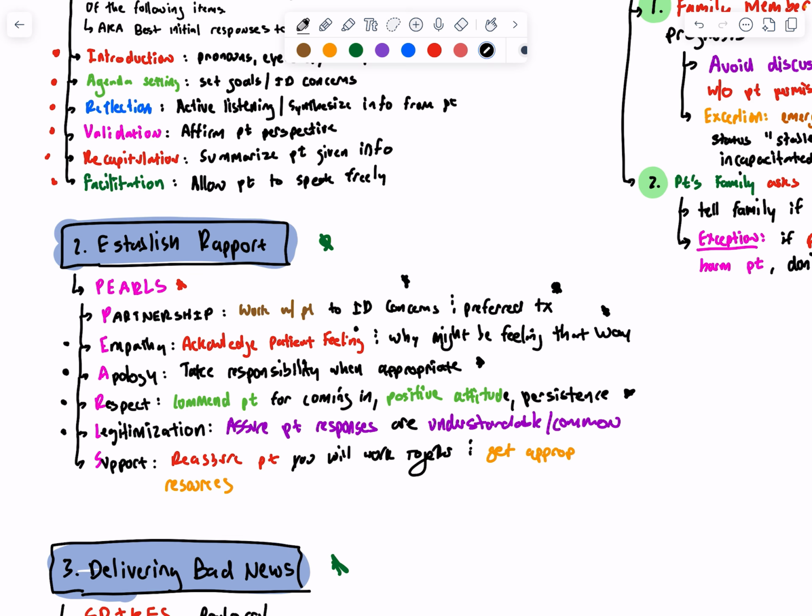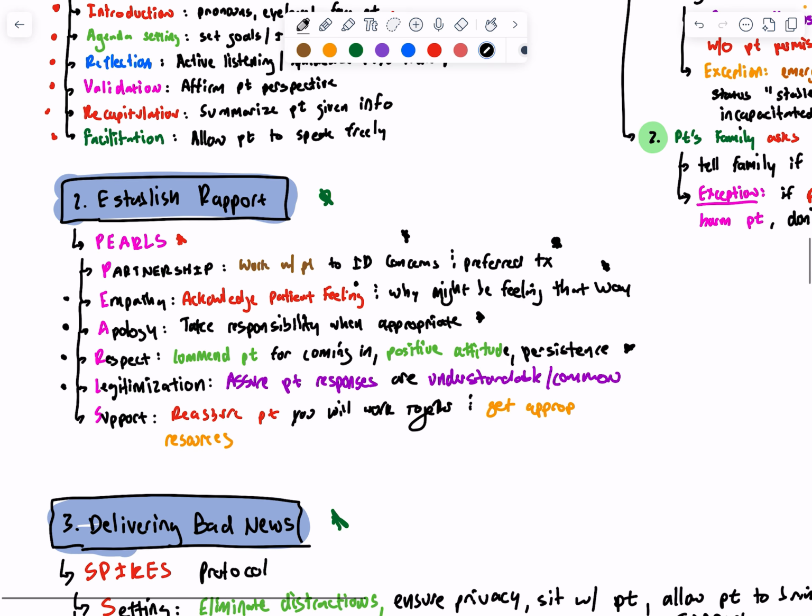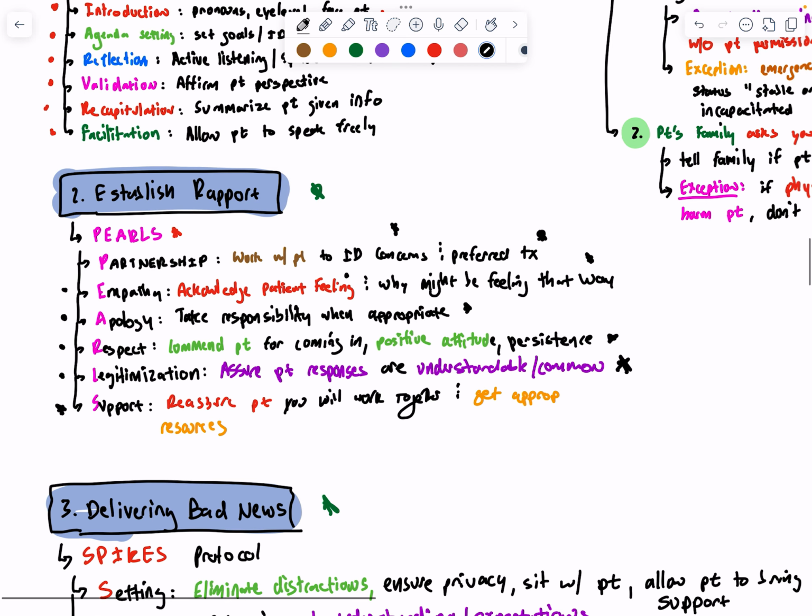Legitimization, assure patients their responses are understandable or common. This is a pretty big one, right? The patient comes in, you have to ask them some uncomfortable, maybe sexual health questions, and just make it routine. You tell the patient, this is something that I ask every patient that comes in. All right, support, reassure the patient you will work together and get appropriate resources. So PEARLS: partnership, empathy, apology, respect, legitimization, and support.